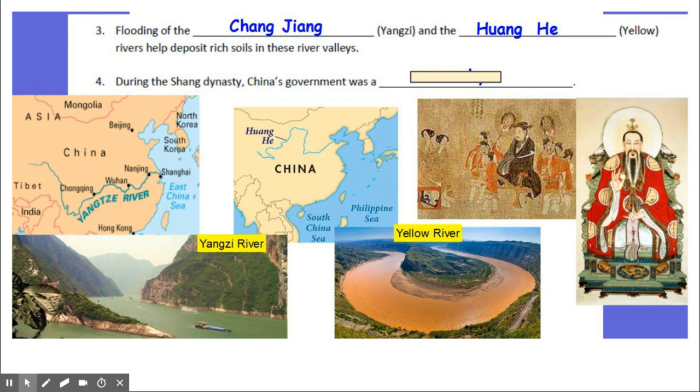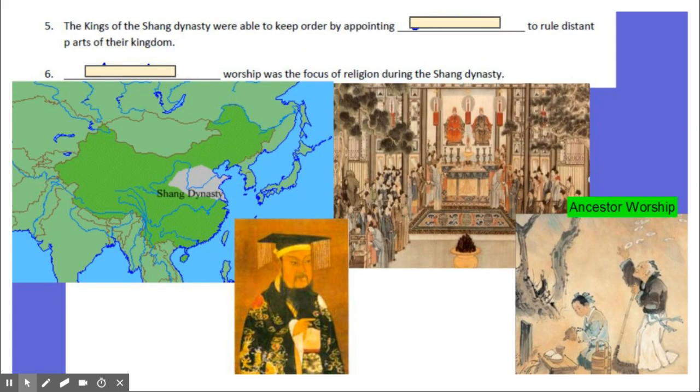So, number 4, during the Shang dynasty, China's government was a monarchy. And number 5, the kings of the Shang dynasty were able to keep order by appointing governors to rule distant parts of their kingdom. By doing so, they were able to centralize their power. And number 6, ancestor worship was the focus of religion during the Shang dynasty. So when a loved one would die, you would leave offerings to them, and you would worship their spirits.